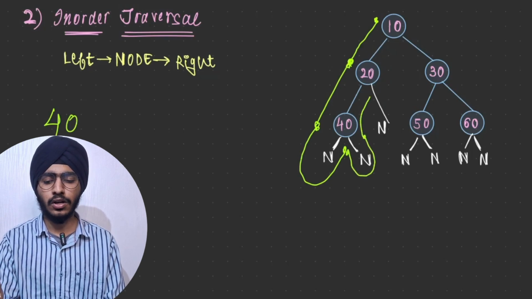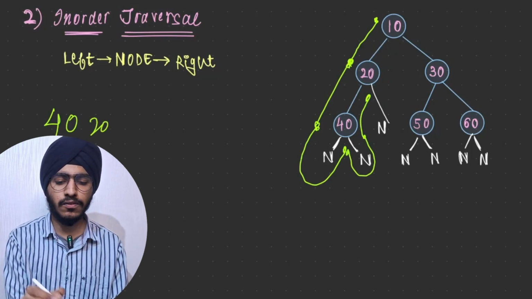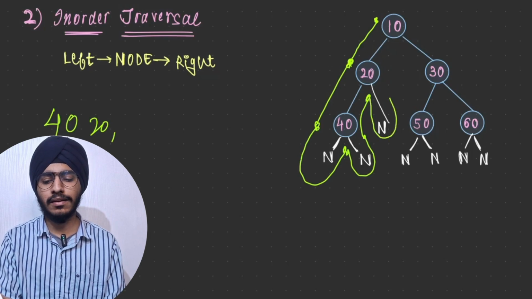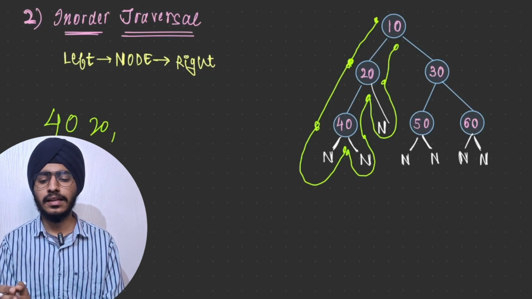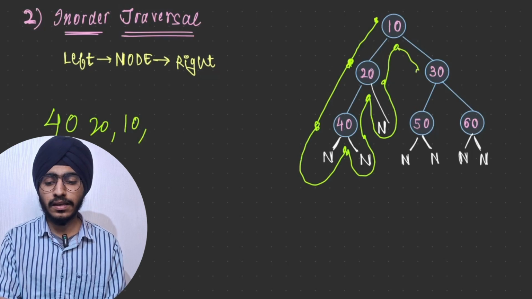Now we come to 20. 20 will say my left is completed. Now time to print me. So 20 will be printed. Now 20 will say that go to my right. Again right is null. We will come back to 10. 10 will say that my left is completed. Now time to print me. Okay. 10 will say go to 30.